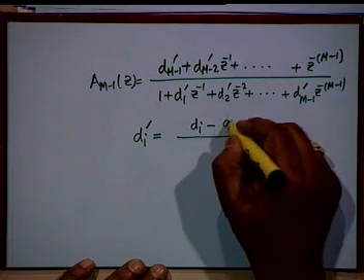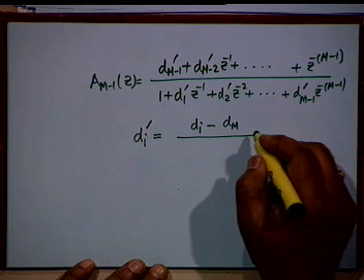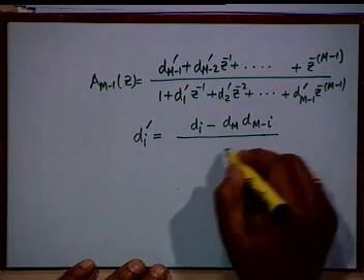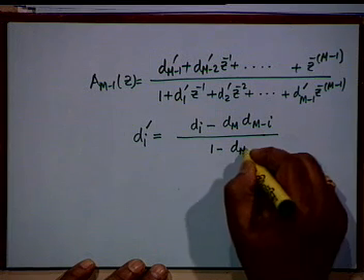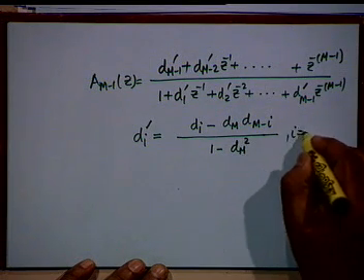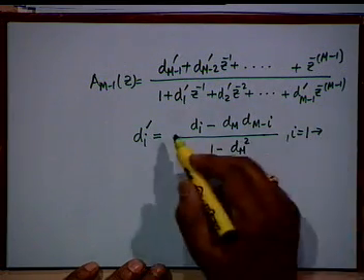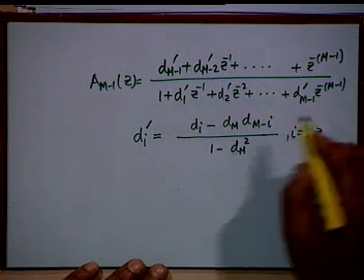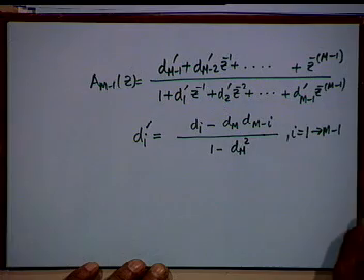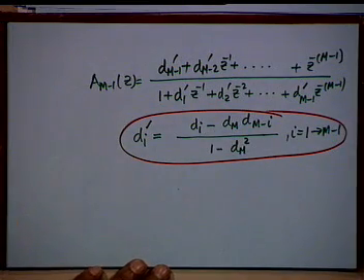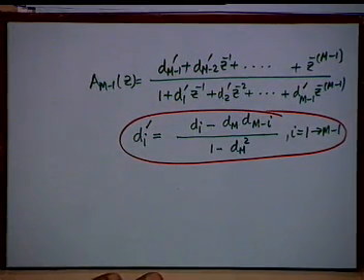minus dm d m minus i whole divided by 1 minus dm squared. i going from 1 to m minus 1 for the primed, the order is m minus 1, and this is the golden relationship. This is the recurrence relation, but we still have a long way to go before we accept this recurrence relation.